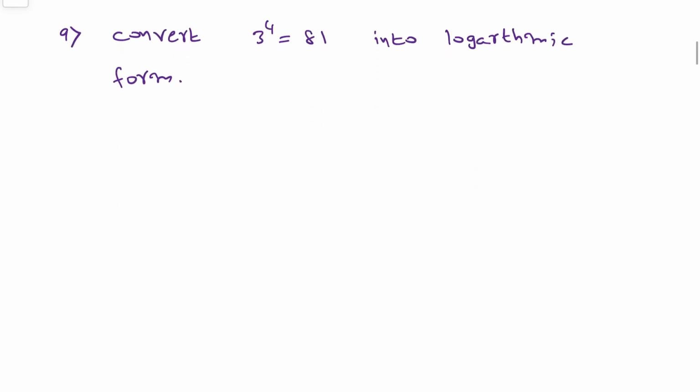Coming to question number 9. Convert 3 power 4 equals 81 into logarithmic form. In the question itself, the exponential form is given. Then we need to convert that exponential form to logarithmic form. 81 is the main answer, right? So keep log 81 equals the power, you write it as the answer. Here the base is 3, so write it as the base only. So 3 power 4 equals 81 in logarithmic form is log 81 base 3 equals 4.